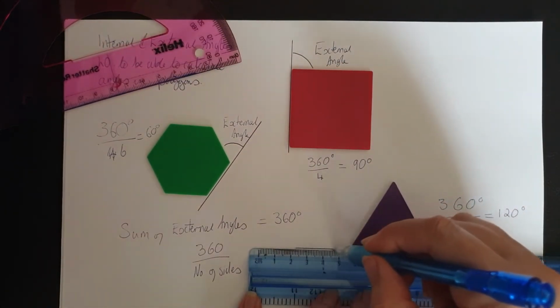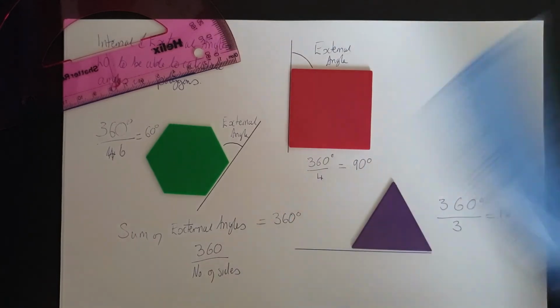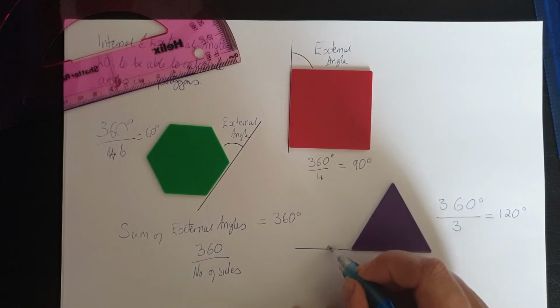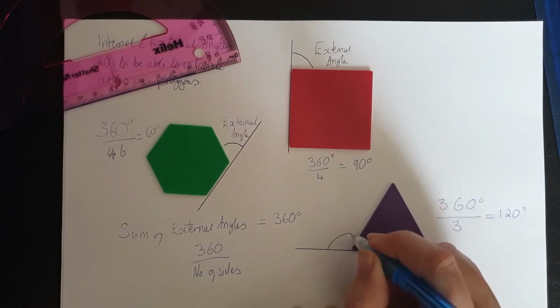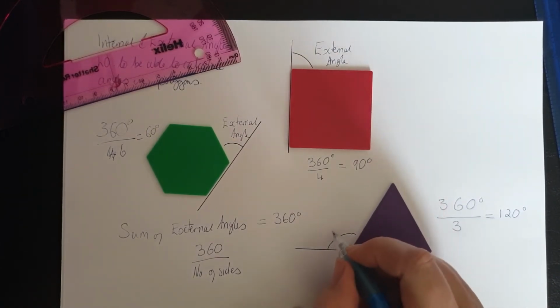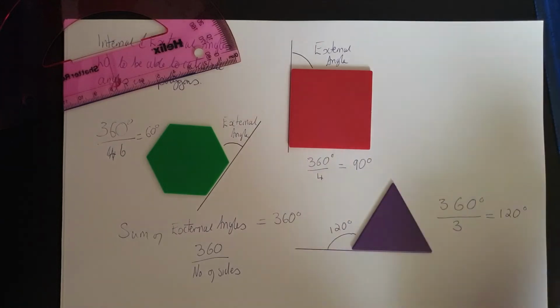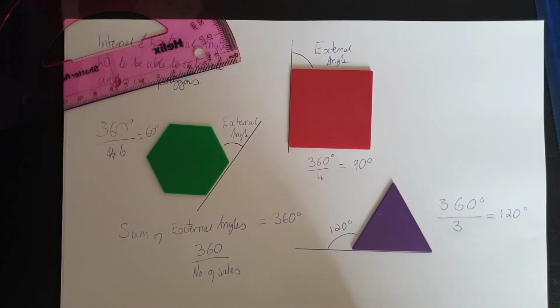Again, we take a side, we extend it out, and it is the angle between the edge that is extended and the next edge. So this is how we find the external angles. The internal angles are far simpler to find. We know that a straight line has 180 degrees. Therefore, if we know the external angle, we can use that to find the internal angle.